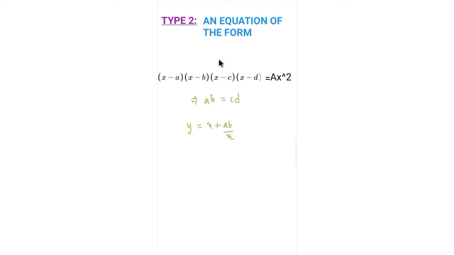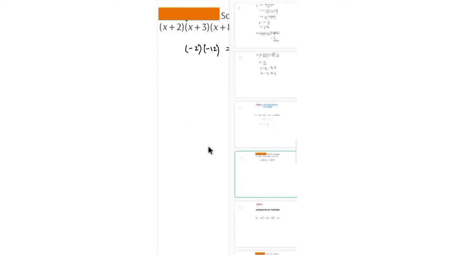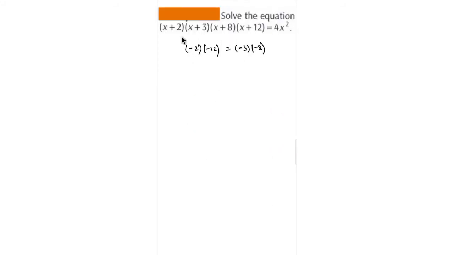So you just need to make sure: are there any terms where the product of two terms is equal to the product of another two terms? You just need to make sure. So I've got it basically. Minus 2 into minus 12 is equal to minus 3 into minus 8, like the product of the first and the last term is equal to the product of the two in between, so they are equal. So I can assume some of them to be a and b, and the others to be c and d. So I can just write it in this way.